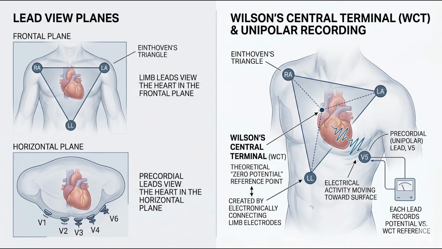While limb leads look at the heart from the front, the frontal plane, the chest leads or precordial leads look at the heart in the horizontal plane. These are unipolar leads that use Wilson's central terminal, WCT, as their reference point. WCT is a theoretical zero potential point created by electronically connecting the 3 limb electrodes, RA, LA, and LL. This point is located at the very center of Einthoven's triangle, allowing each chest lead to record electrical activity as it moves toward the surface of the torso.